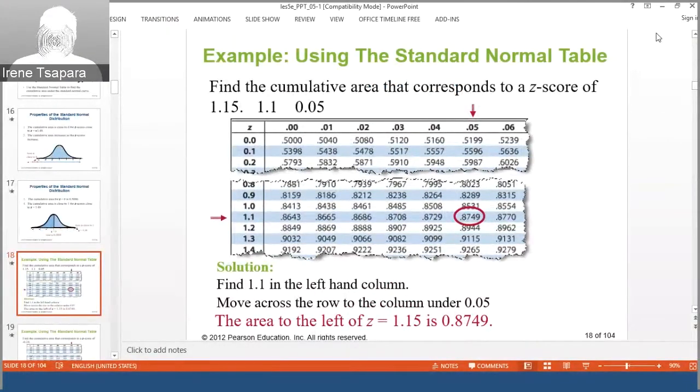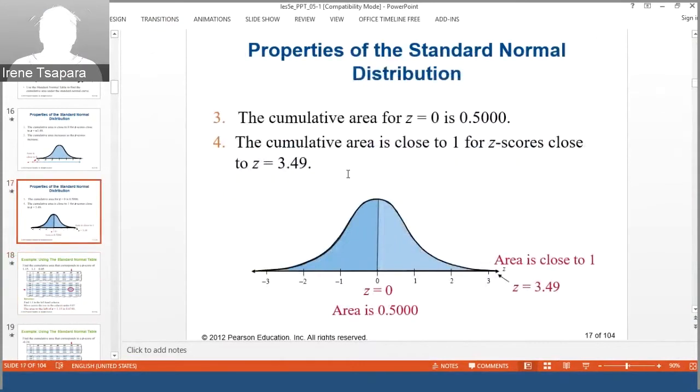Let's see now how we actually calculate the cumulative area that corresponds to a specific z-score. I'm going to do only one example. Let's say here, suppose that you have your z-score 1.15. This is your z-score. Okay, 1.15 is going to be somewhere here, right? Now, do you remember the empirical rule? The empirical rule says that if we are one standard deviation away from the mean, then 64% of the entire population falls in this area.